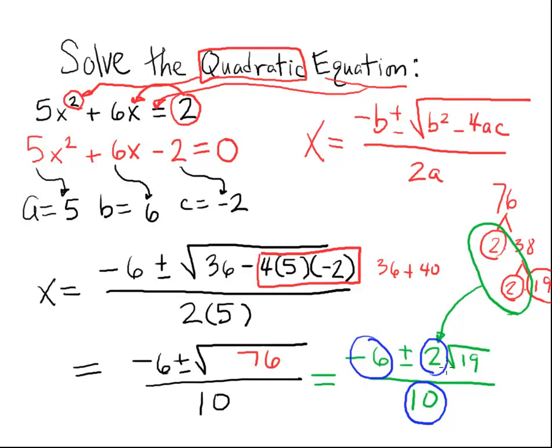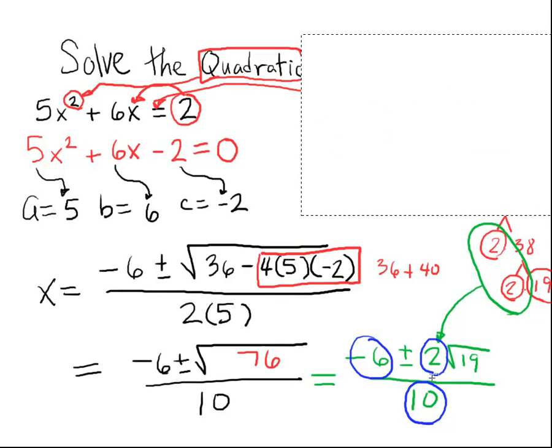Now what I'm going to show you is really, really important. Here, let me get rid of some stuff because I'm running out of room. It only works if all 3 of these things, the negative 6, the 2, and the 10, all 3 of these numbers that are not inside the radical are divisible by the same number. That's the only way this will work. There's a mathematical reason behind it, but I'm not going to go there just yet.